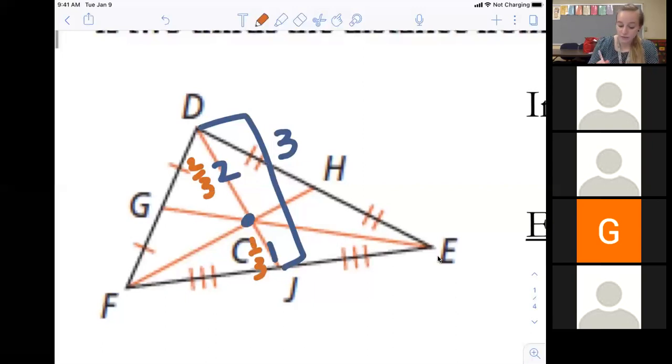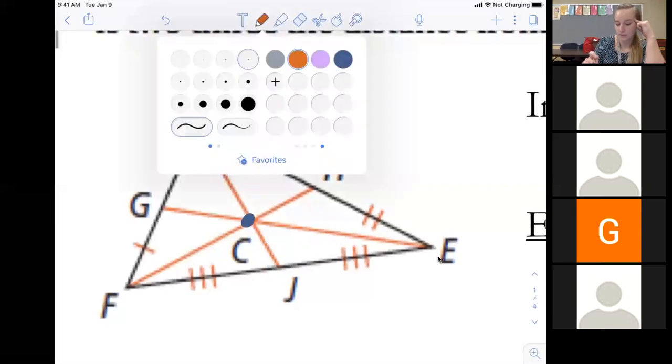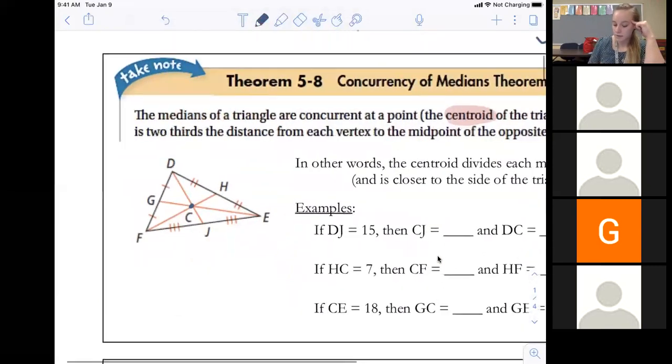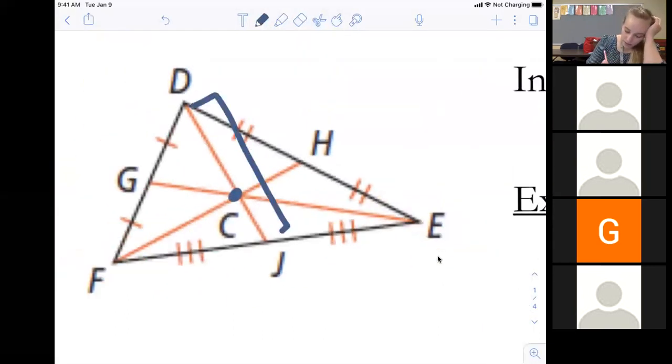You can think of DC as being twice as big as CJ. So like 2 is twice as big as 1. There's a lot of different ways for us to work in our brain to find that number. But we're going to do three examples real quick with actual numbers, and hopefully that helps us ground ourselves in what the right answer is. So the first one says, if DJ equals 15, then what is CJ and what is DC?